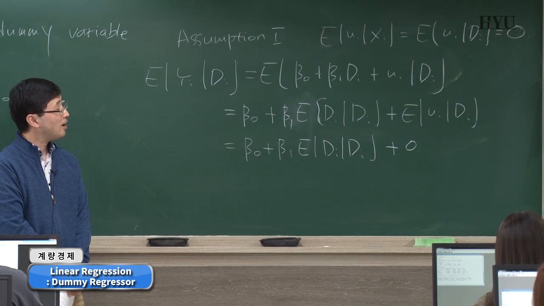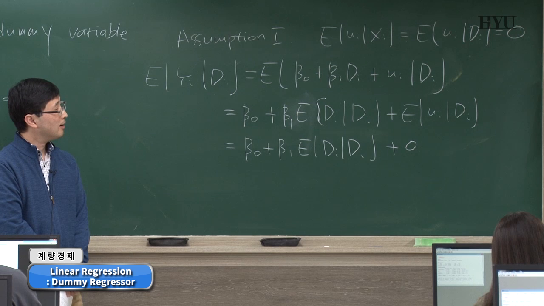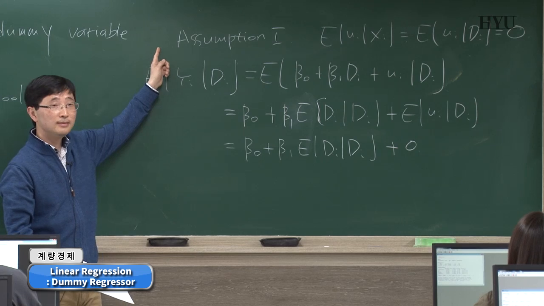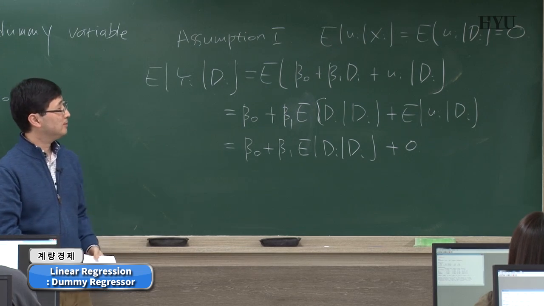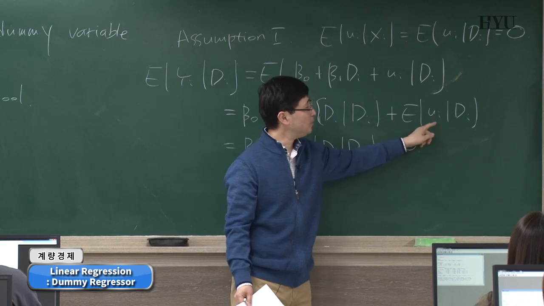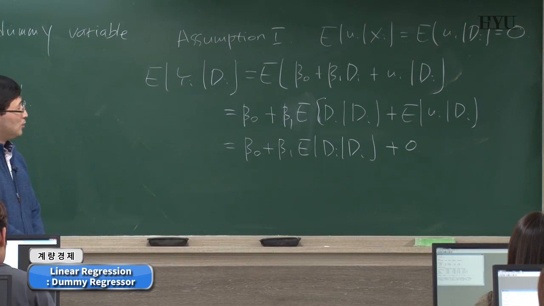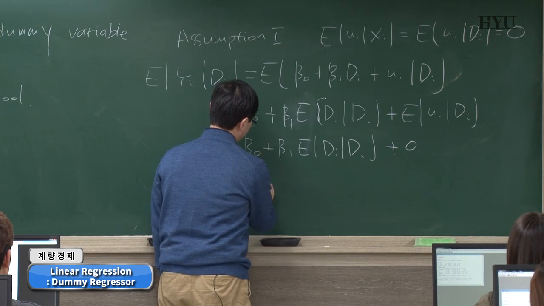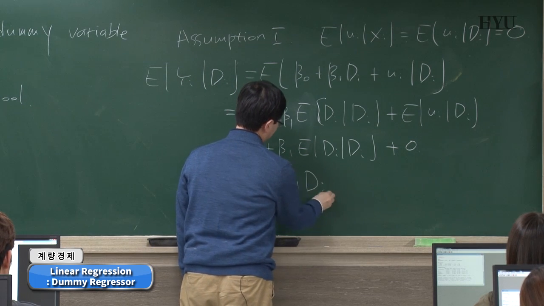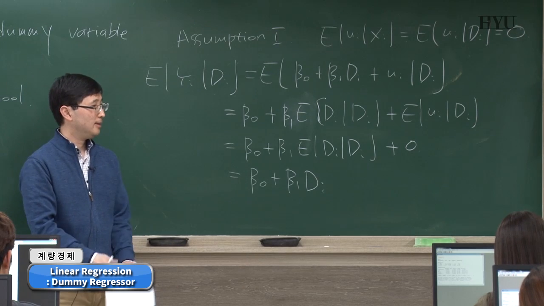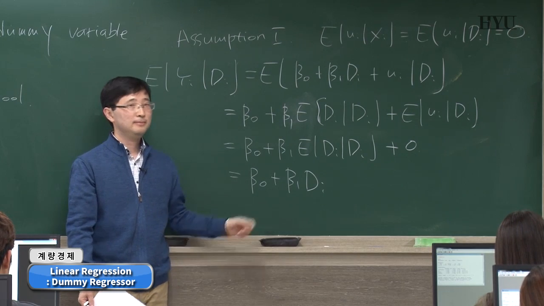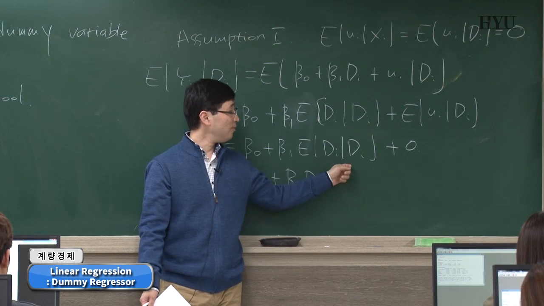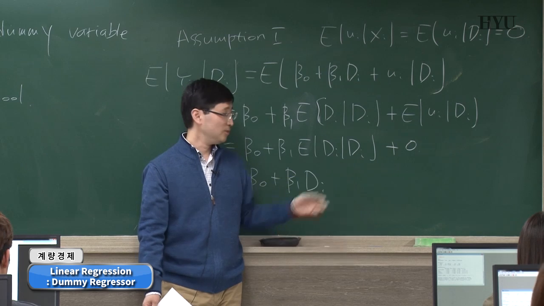So why is it so? The regression assumption says that this has to be 0. Otherwise, we don't trust regression. Is it okay? Now, what's the mean of di, if you know the value of di?